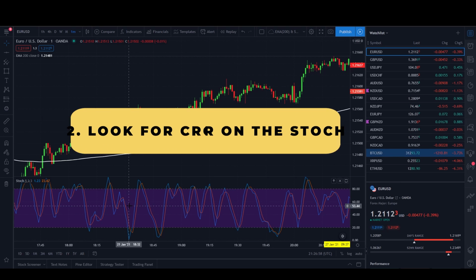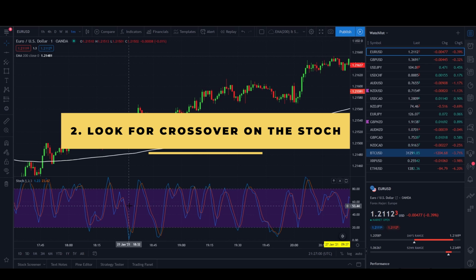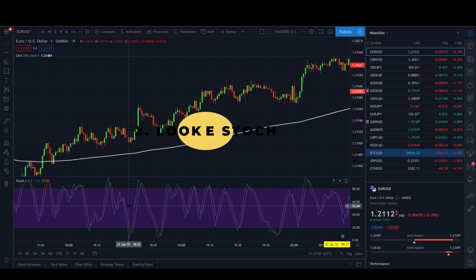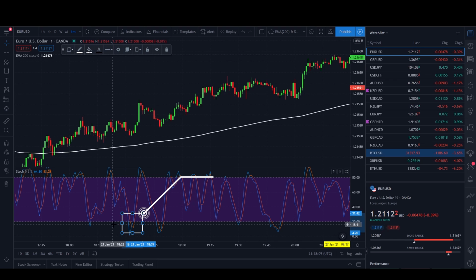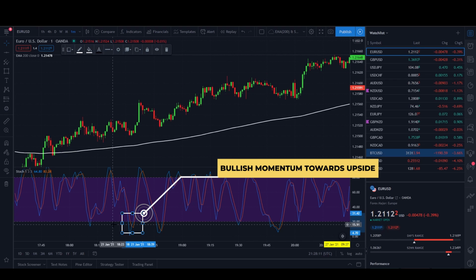So your second step is to look for a stochastics crossover, and this is super important, but in addition to crossovers, you want to look for momentum. So when you see a crossover happening in the stochastics, you don't want to only look for the blue and orange lines going up or down. So let's say over here we have a crossover based on the blue line crossing the orange one, but then they both start heading towards the upside. So that upside movement and crossover is the momentum that we are looking for to enter a trade.